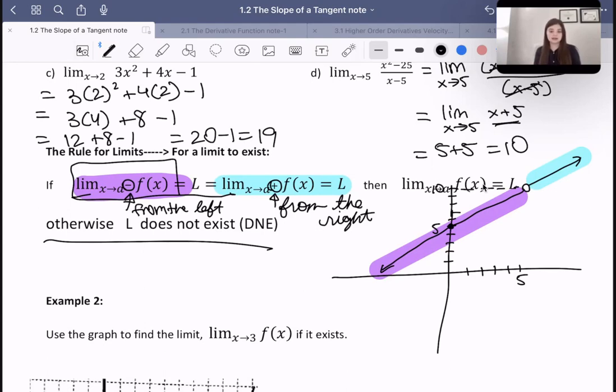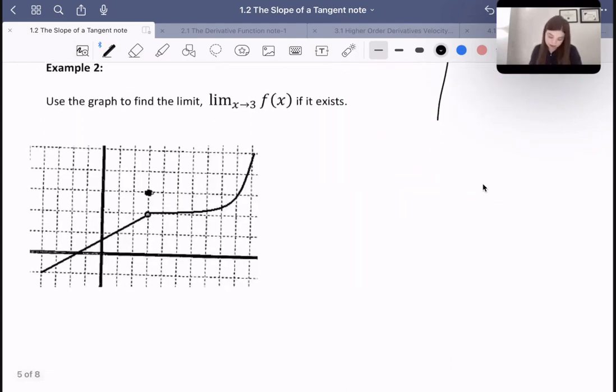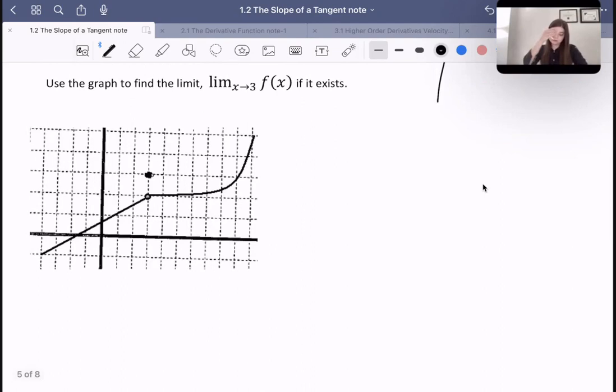Here it says use the graph to find out if the limit as x approaches 3 exists for this function. Well, let's see if it exists.